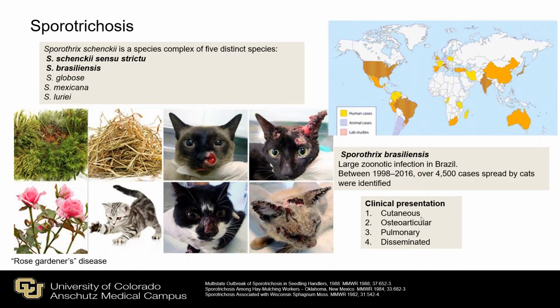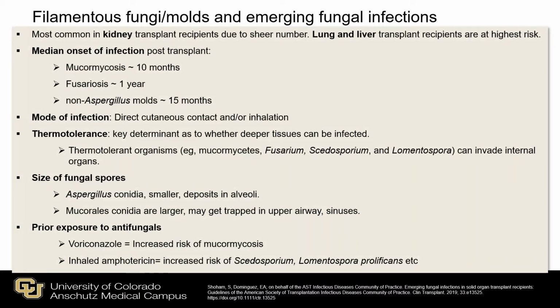Therefore, the commonest clinical presentation is cutaneous, like what I saw in the patient. Next most common is osteoarticular, but rarely pulmonary infections and disseminated infections have also been described. We treat sporotrichosis with amphotericin and itraconazole, just like many of the other dimorphic pathogens.